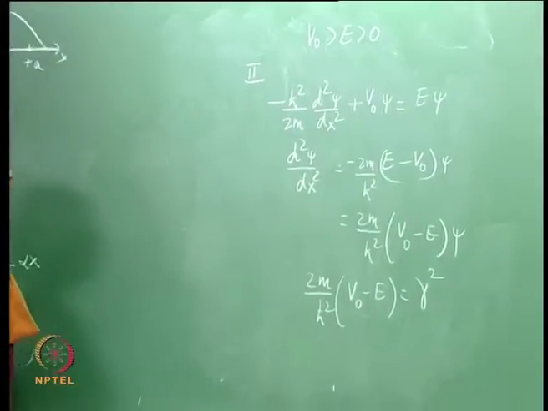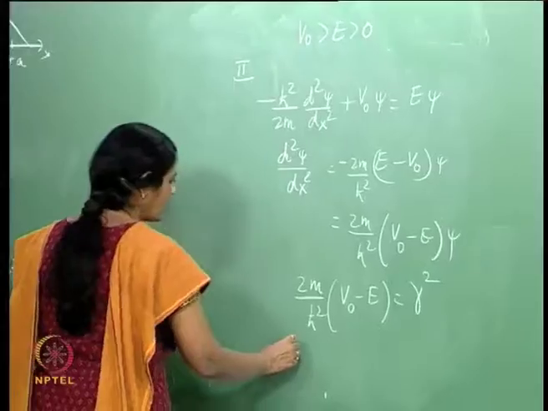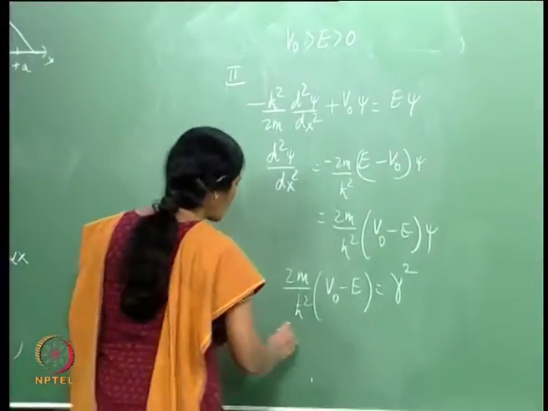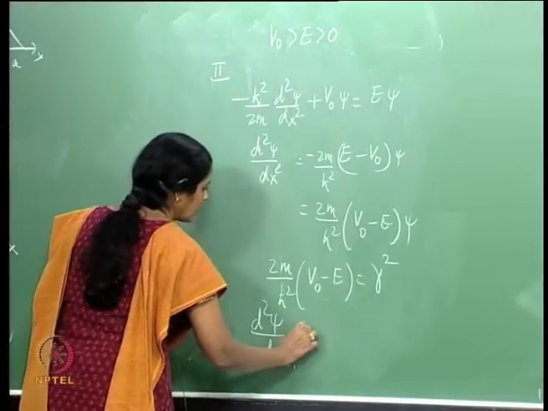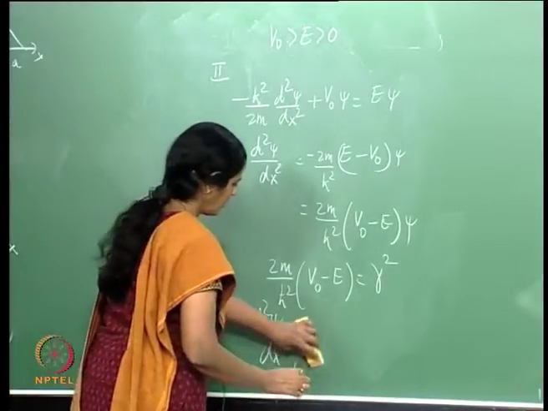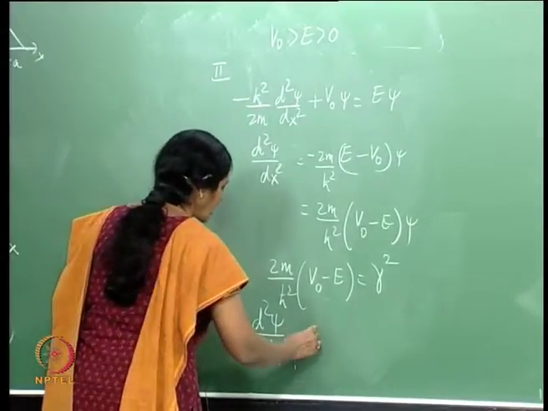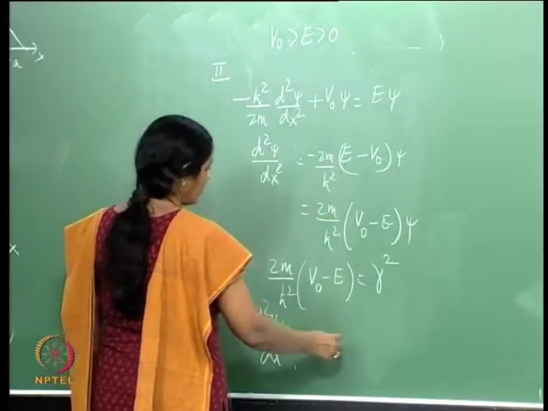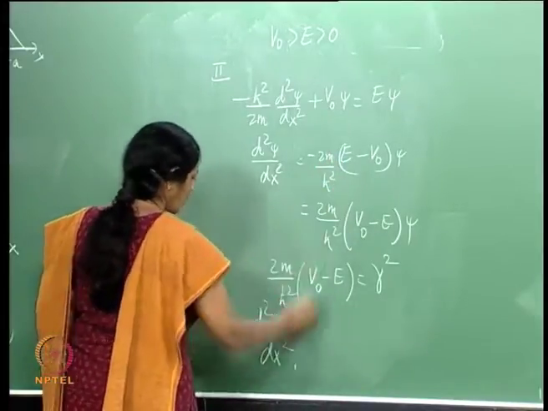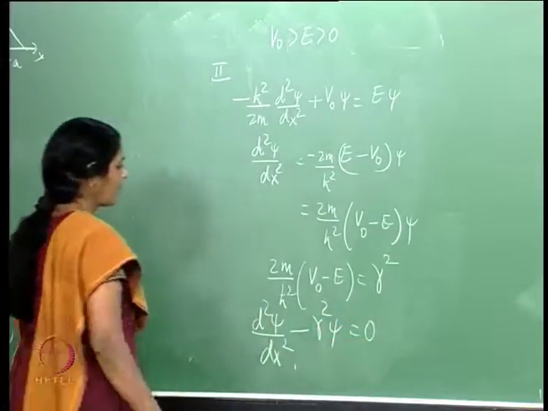So I define 2m by h cross squared V naught minus E as a positive quantity. We've used alpha and beta, so now let me use gamma squared. So my equation is this: d2 psi by dx squared, so I have minus gamma squared psi equals 0.